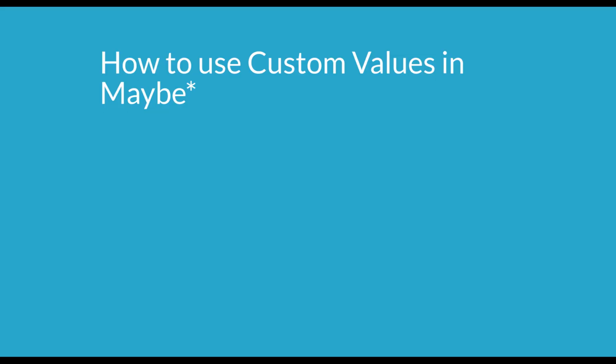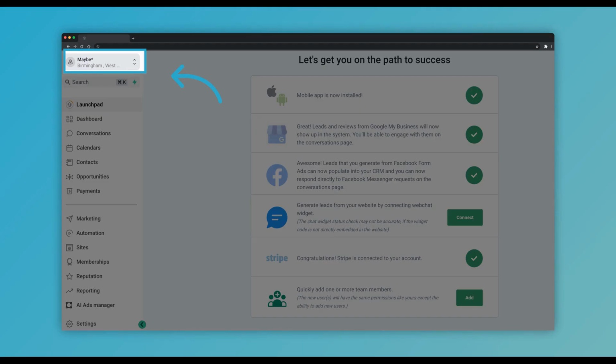How to use custom values in Maybe. Custom values are a valuable source, helping to make tasks easier to manage and personalize, whilst also being a huge time saver. You are able to use custom values in a variety of features within the platform, including emails, funnels, workflows, and social posts. You can find the Custom Values feature under Settings.